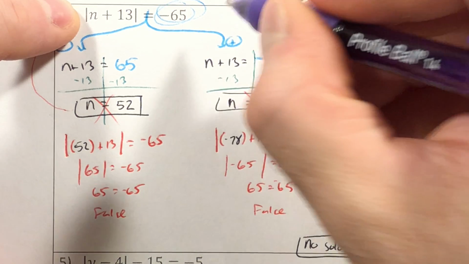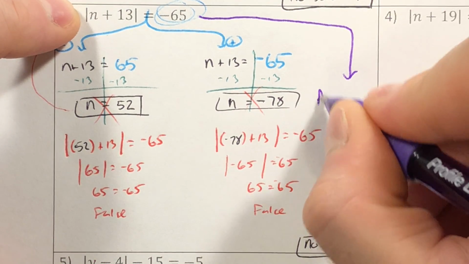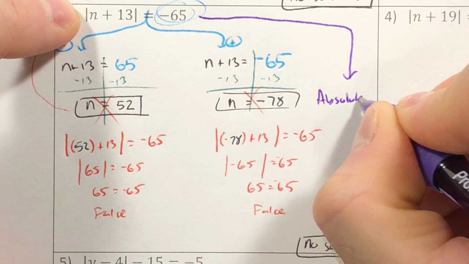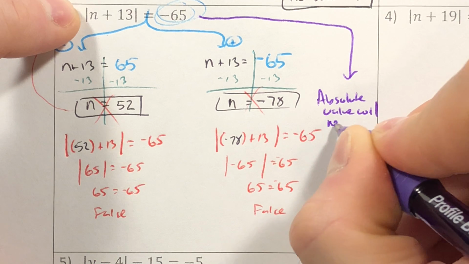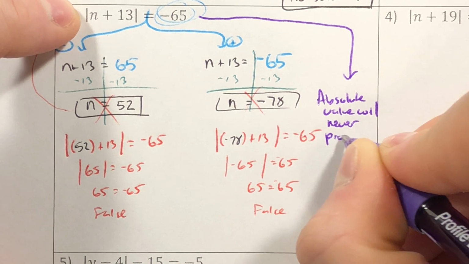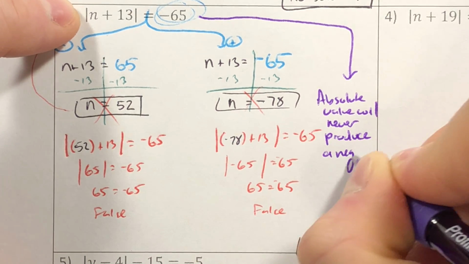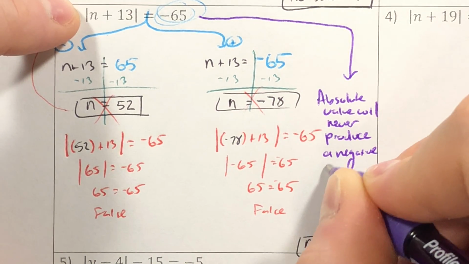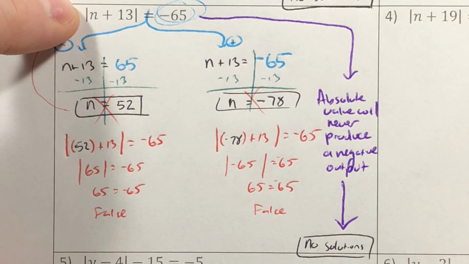So it doesn't matter what work we do, whatever we plug into here will not give us a negative answer. So what we could have done is gone straight from here and said, hey, absolute value will never produce a negative output, and led that into the no solutions.